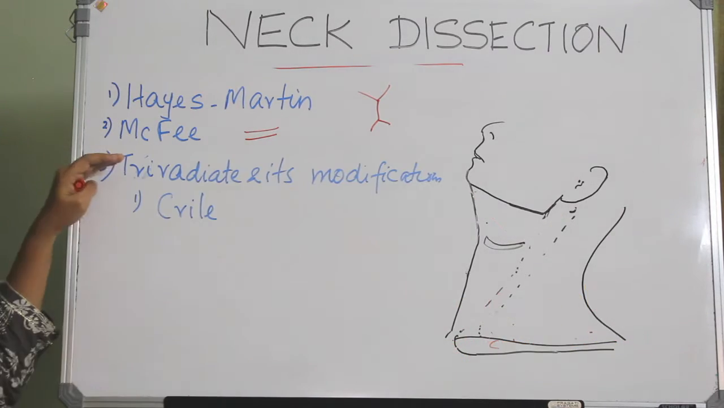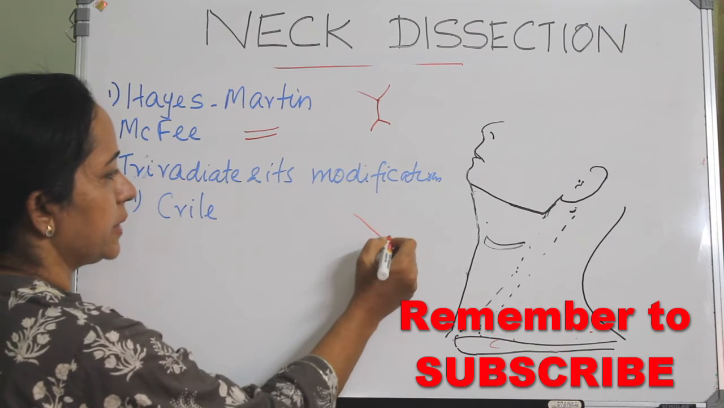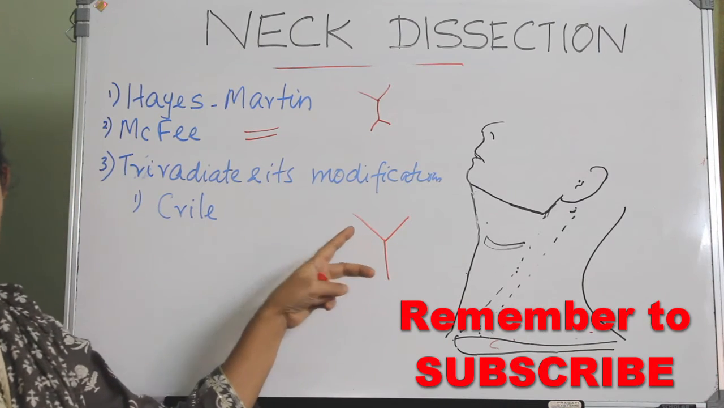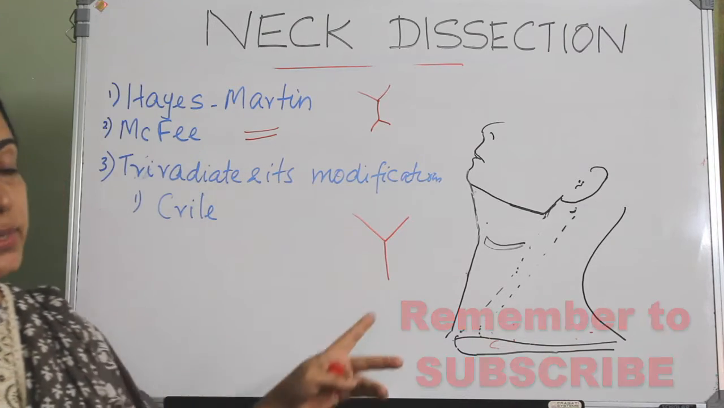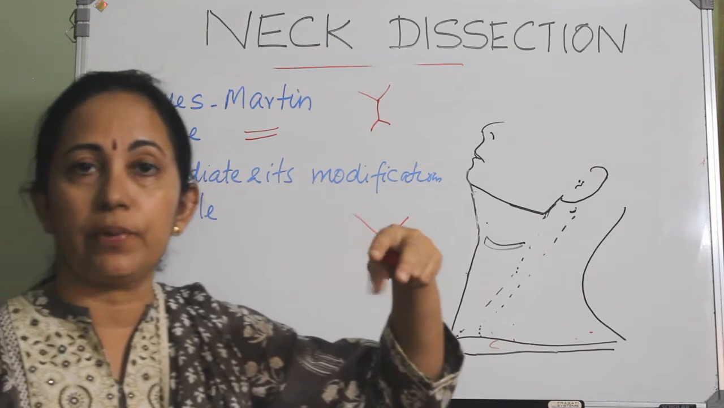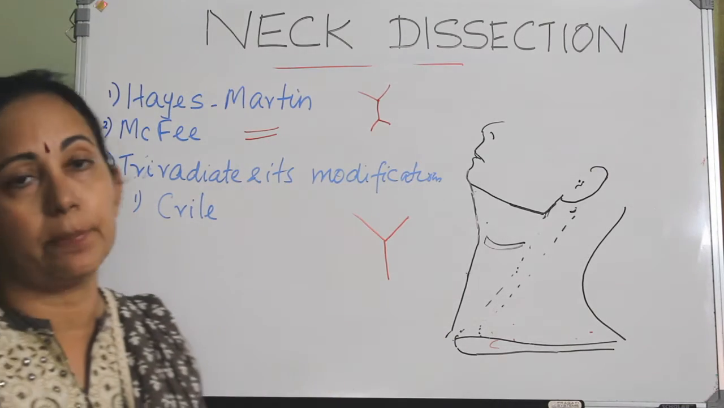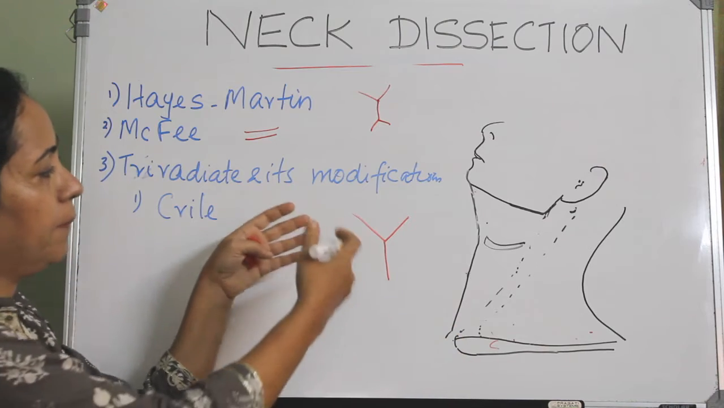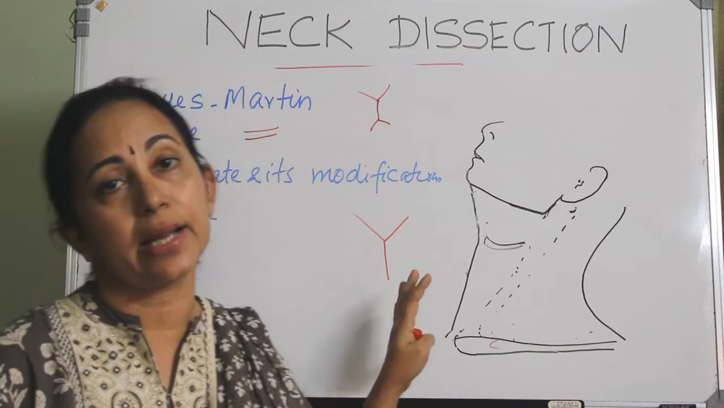So that is McFee. Next is the triradiate incision and its modifications. Triradiate means from a single point there are 3 incisions coming and converging on a single point. So the advantage is that it gives a very good access to the surgical field. But the disadvantage is delayed wound healing. Because of this confluence, it can interfere with the blood supply to the flap, so there is chance of delayed wound healing and also wound separation. So the advantage is very good surgical exposure, the field is very well seen, but delayed wound healing and also the chance of wound separation is very high in a triradiate incision.